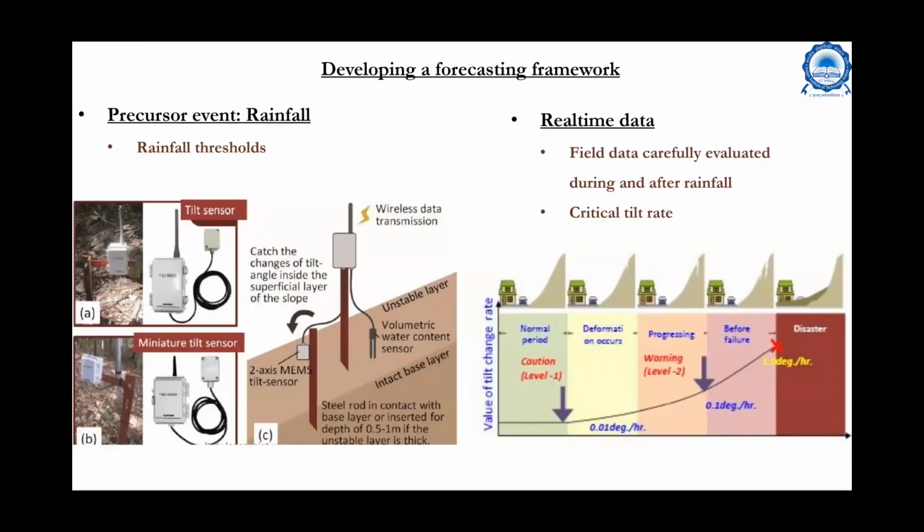So for the forecasting framework, as I said, this presentation is only on the rainfall precursor, and we need thresholds. So the real-time field data is carefully evaluated before the monsoon, during the monsoon, and also after the monsoon, so that we can understand what is the critical rate of tilt in the ground.